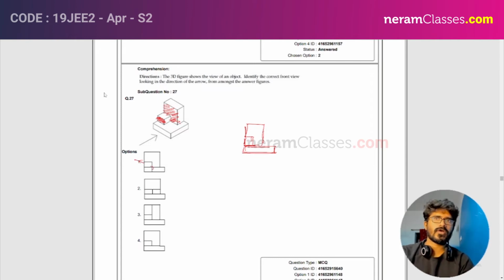We'll check which option is matching for this. 1 is wrong, we have this line here. 2 is also wrong, we have a line here, and 3 is also wrong because we have a line over here, but 4 is exactly matching, so 4 is the right answer for this question.